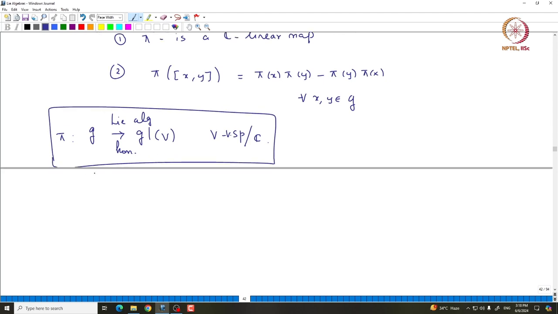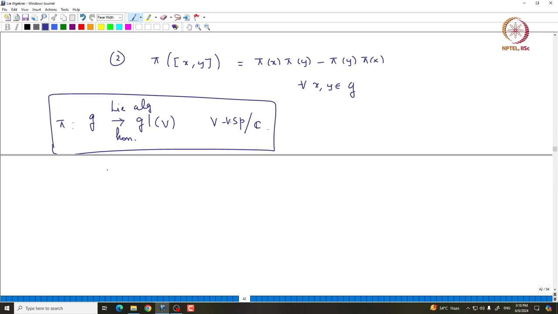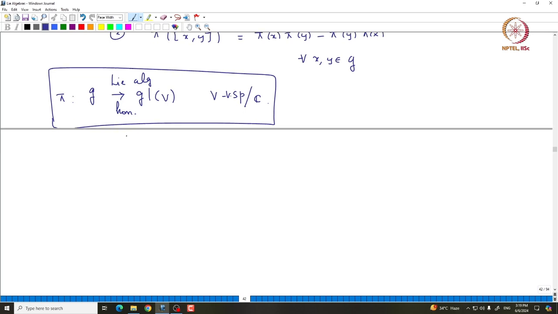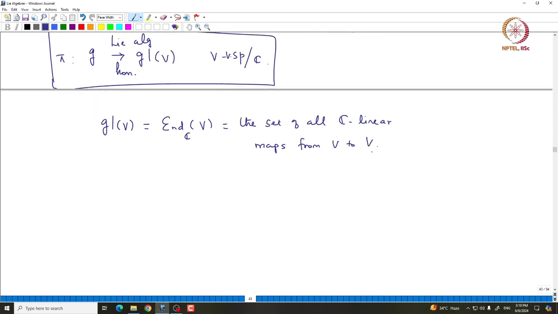Once we define it like this, it is easy to see that one can allow V to be a vector space of any dimension, even infinite dimensional. This definition makes sense. So, what is the structure of GL of V? GL of V is nothing but all the C-linear maps from V to V as a vector space. That means all the endomorphisms of V. So, this is the set of all C-linear maps from V to V.